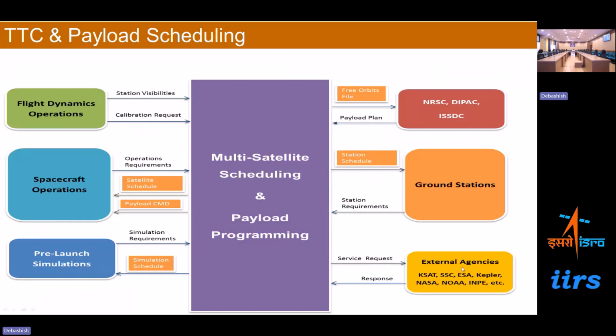Then we have many external agencies. It's not only Indian. We have a network with KSAT. We have a network with SSC, that is Swedish. We have a network with ISA, Kepler, NASA, NOAA, INPE. All these external agencies are also involved with satellites. Sometimes we take passes from their network, and they also take support from our ISRO network.